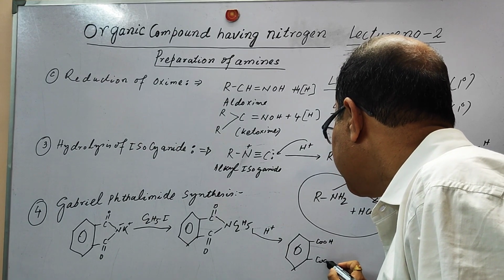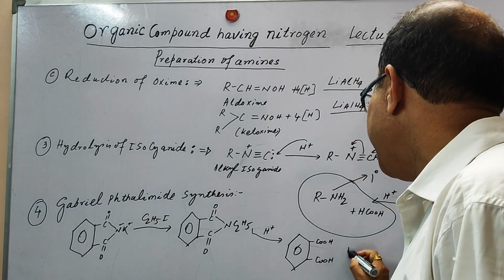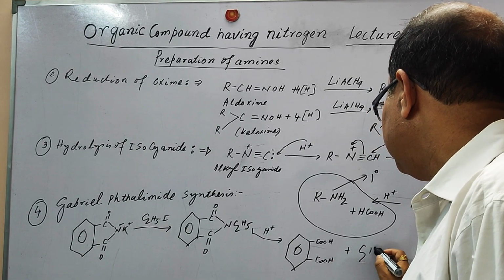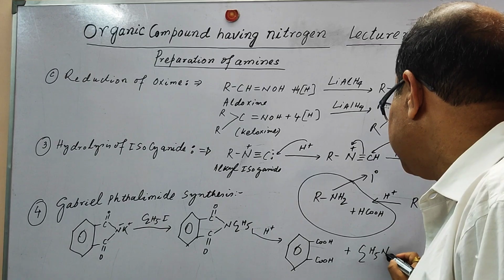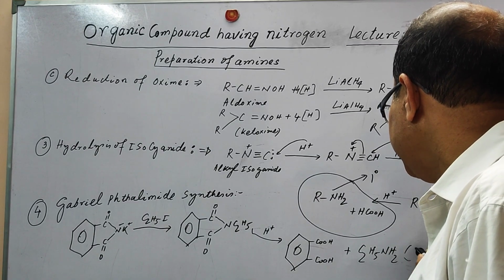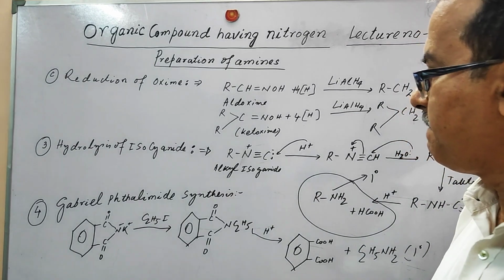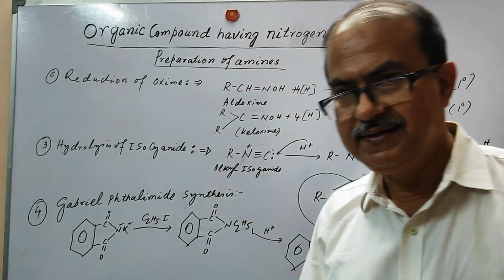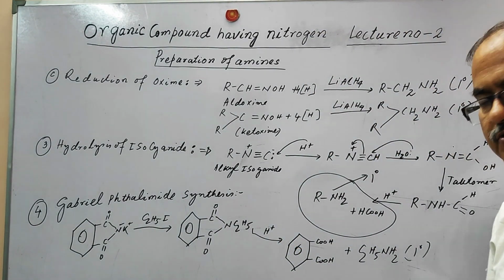We are going to produce the phthalic acid and the ethyl amine, that is 1 degree amine. Okay, this is the Gabriel phthalimide synthesis.